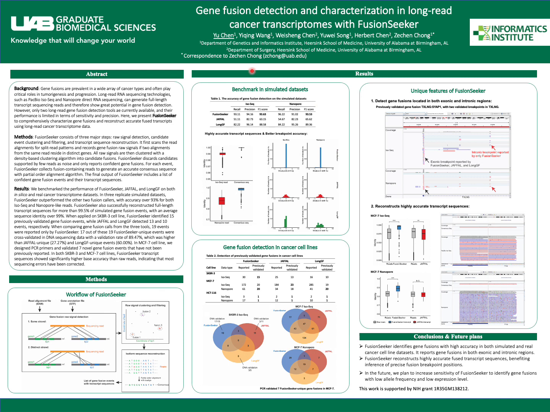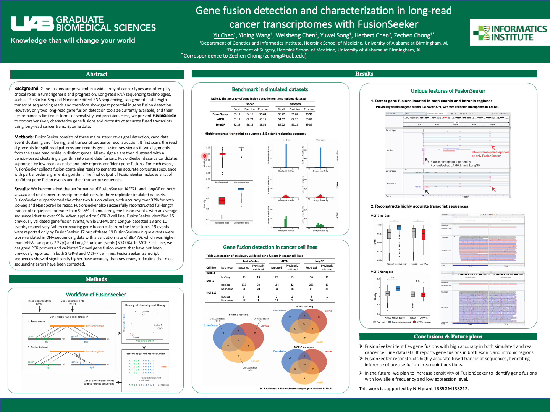And here on the bottom, we have the benchmark on simulated datasets. We simulated 150 gene fusions, and we ran 3 different long-read gene fusion callers to see how many of them they can recapture. And here we benchmark the recall, precision, and F-score in both Iso-Seq and nanopore datasets, and we see that FusionSeeker is able to get the highest F-score in both datasets. So we have 3 replicates here, and these numbers are the average from the 3 replicates.